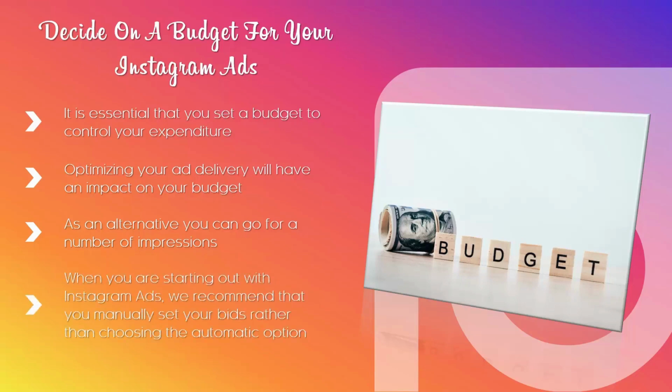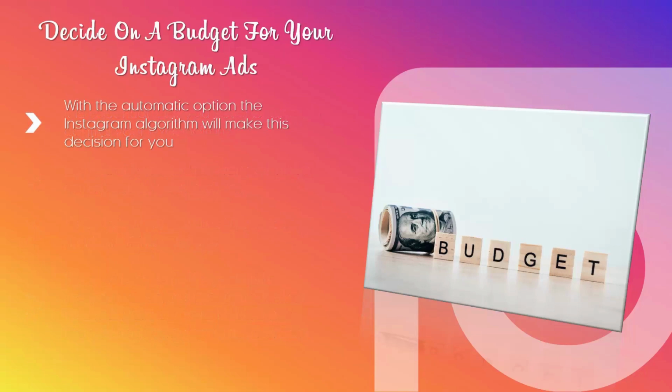When you are starting out with Instagram ads, we recommend that you manually set your bids rather than choosing the automatic option. By choosing the manual option, you are able to decide on the maximum price that you are prepared to pay for link clicks. With the automatic option, the Instagram algorithm will make this decision for you. But one of the advantages of setting this manually, you will have the option to make higher bids than your competitors to try and outdo them.